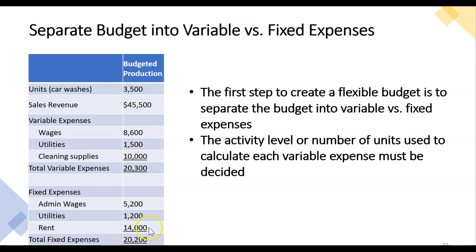So our cleaning supplies are completely correlated to the number of car washes we do. And then if you look down at fixed, we've got rent. Rent is a fixed expense. There is no mixed cost to be broken out here. That means you're going to pay $14,000 in rent if you do no car washes, or again, if you do 5,000 car washes. It's not related to volume at all.